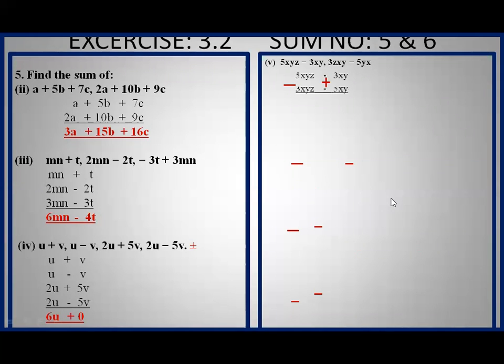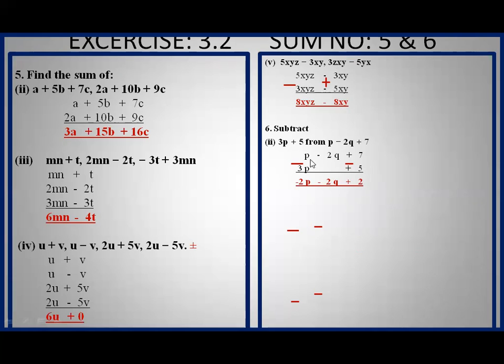When you take subtraction, 5xyz minus 3xyz plus 3xyz minus 5xy. Though it is given as zxy, you can write it as xyz. So plus changes to minus and minus changes to plus, and then do your addition rule. Similarly, you have the sums of the next also.